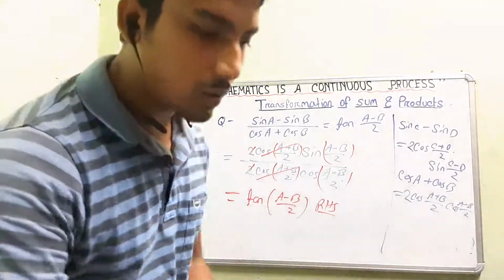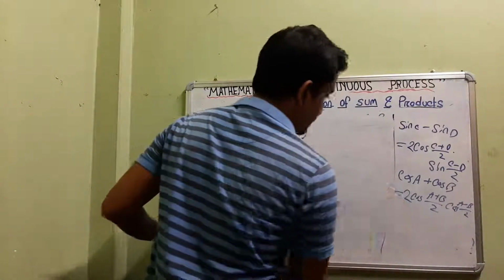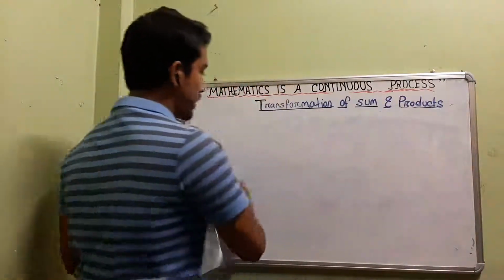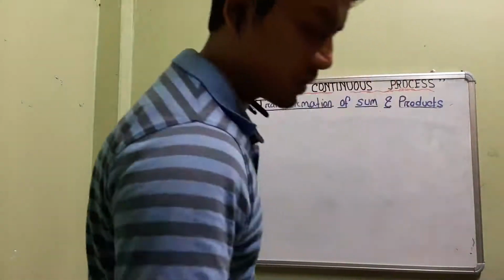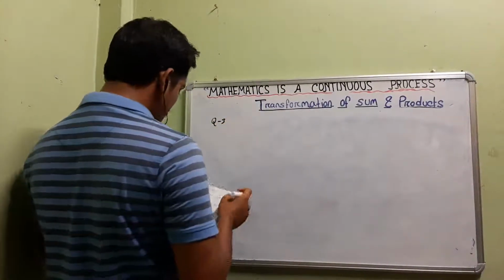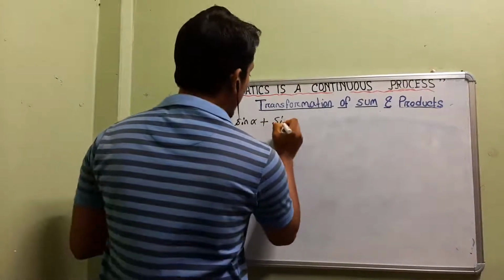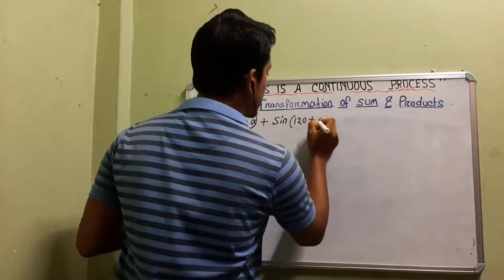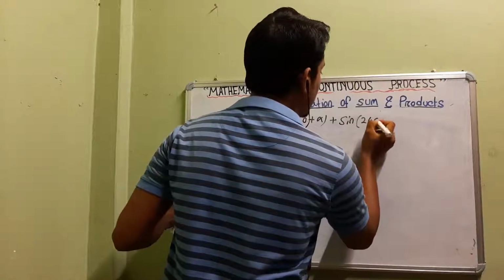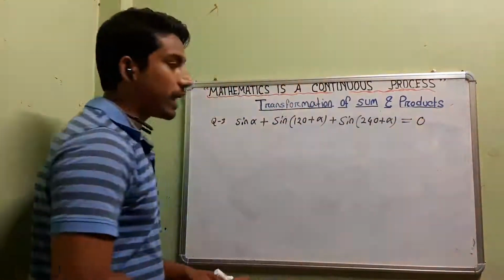So let me take the third question. I'll try to solve 5 or 6 problems today related to these topics. Question 3: sin alpha plus sin (120 plus alpha) plus sin (240 plus alpha) is equal to 0. We are supposed to prove that it is 0.